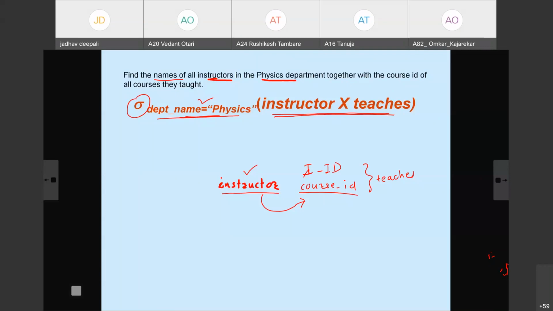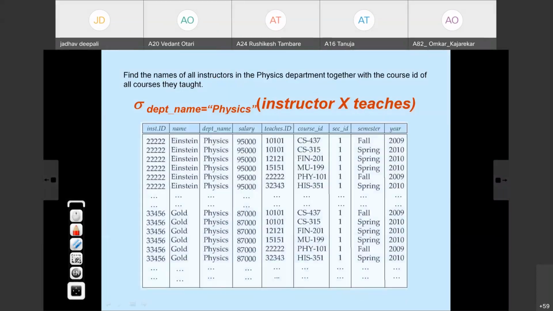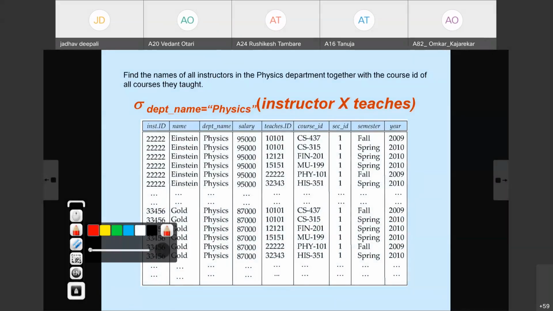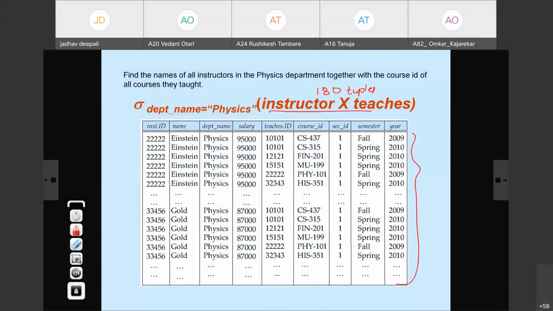Okay. So in our example, the result is like this. 180 tuples are there in instructor into teachers. Among those 180 tuples, only these tuples are selected where department name is equal to physics. Now, looking at this result, can we think whether it is the correct result? Are all these courses, whatever course IDs are given, taught by Einstein? Are all these courses taught by Gold?